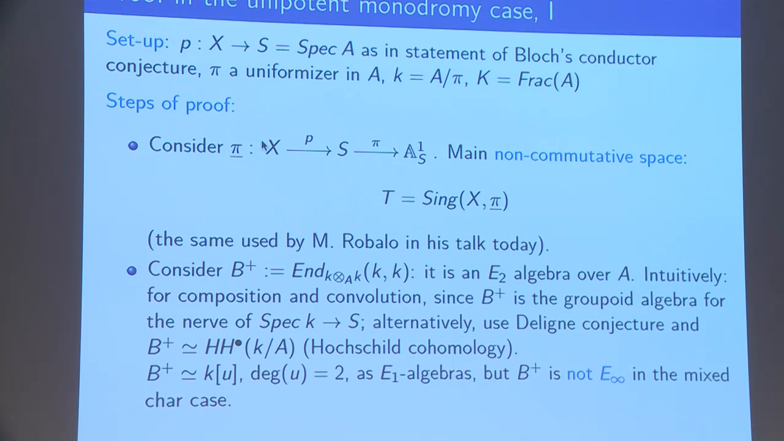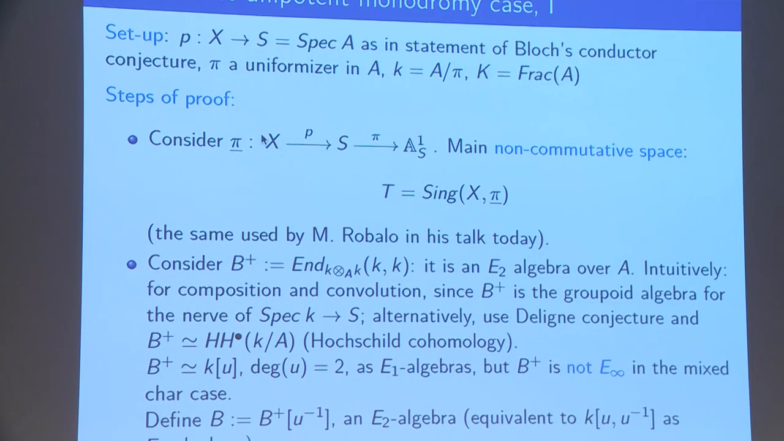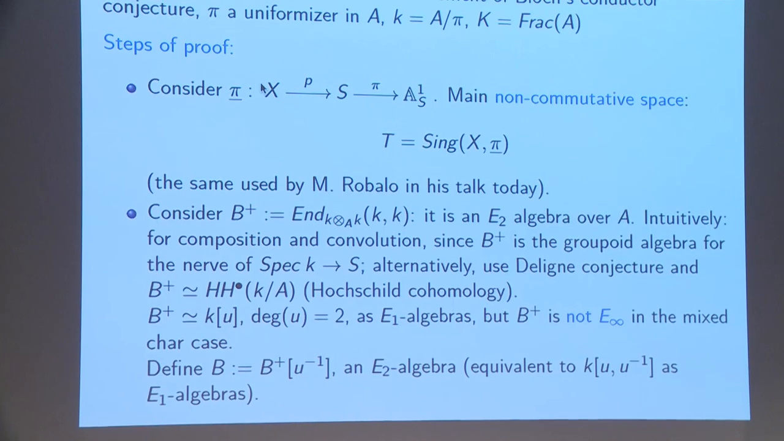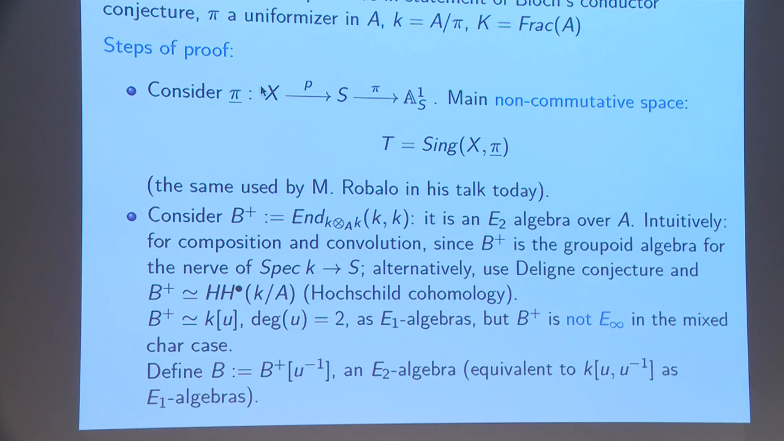Anyway, this B plus is E2, and as an associative algebra, it's a polynomial algebra in a generator of degree 2. Then I invert this generator as an E2 algebra, and I get something which is an E2 algebra, and which as an associative algebra is obviously K[u, u^-1]. But remember that singularity categories, as Marco explained, are two periodic. It's a dg category which is u^-1 linear, and so it's easy to see that this T is actually B linear.